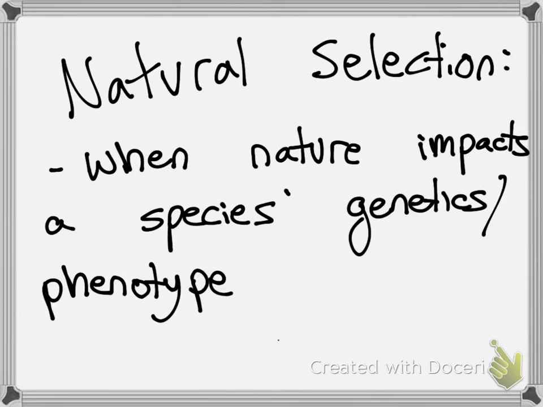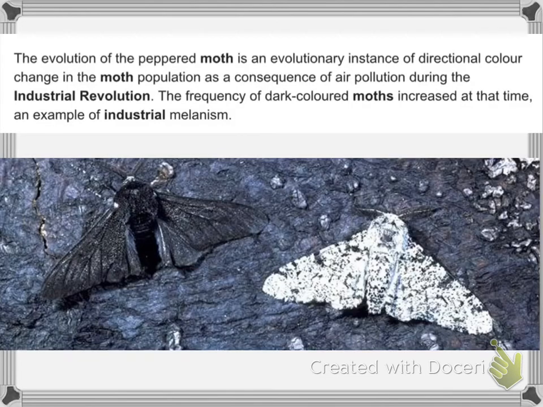Then we've got natural selection. This is when nature impacts a species' genetics and phenotype. Again, very similar to bottlenecking. Here, the evolution of the peppered moth is an evolutionary instance of directional color change in the moth population as a consequence of the air pollution during the Industrial Revolution. The frequency of dark color moths increased at that time as an example of industrial melanism.